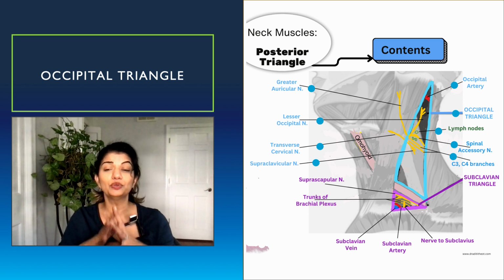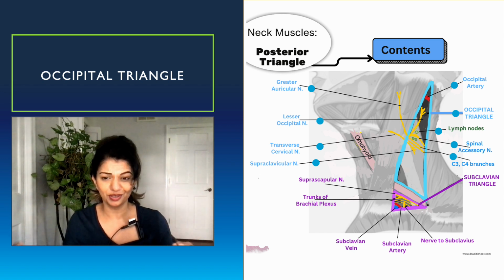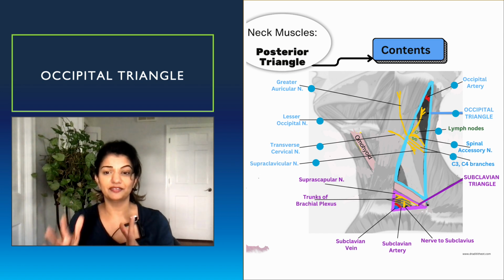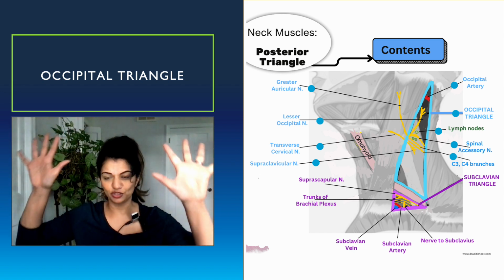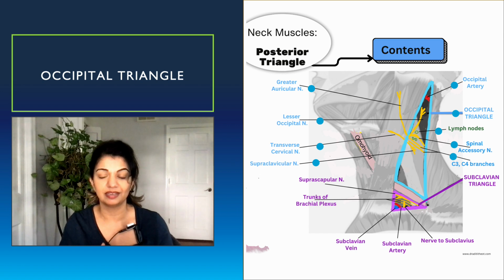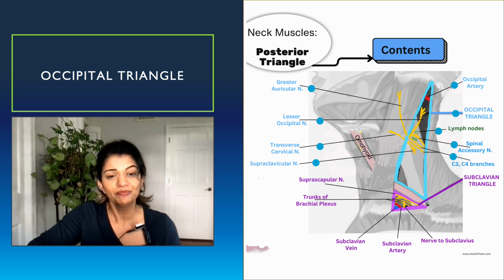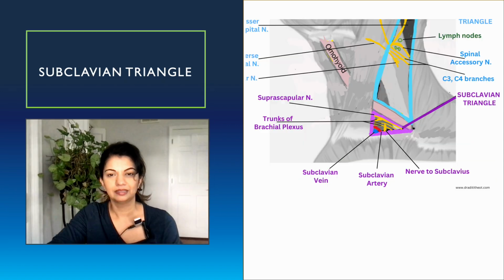So that's everything for the occipital triangle. I really like this visual, and I try to remember the hand analogy to help me remember things. Hopefully that helps you too. Let's move on to the next one.